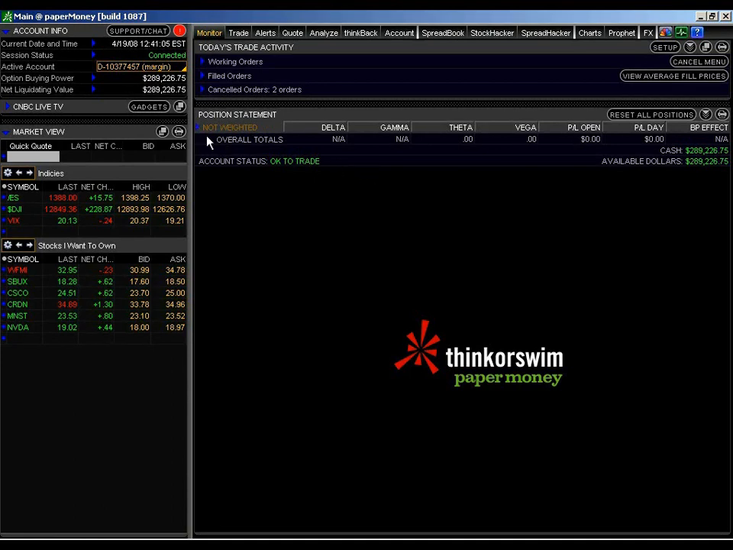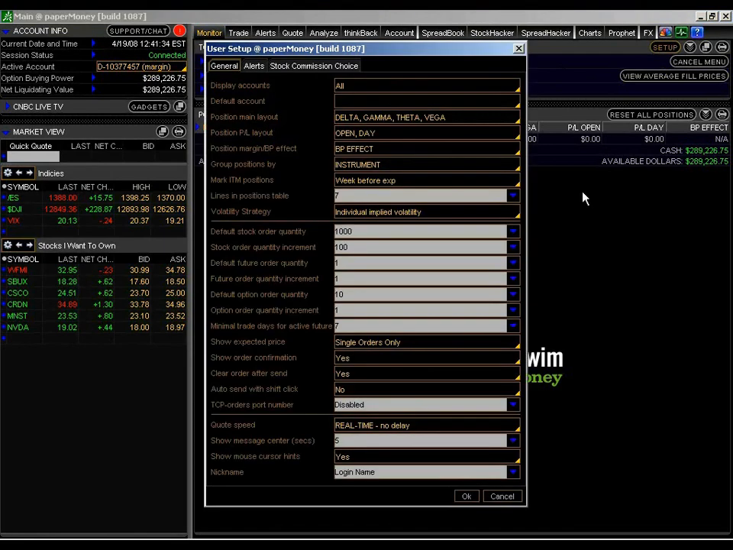But if you did have positions, I have this set up under Delta so that I have all my Greeks here. I have my Delta, Gamma, Theta, and Vega, my profit and loss open for the entire position, the day's profit and loss, and the buying effect on the position itself. So what you really want to start out with, the very first time that you open this, is to go to your Setup tab.